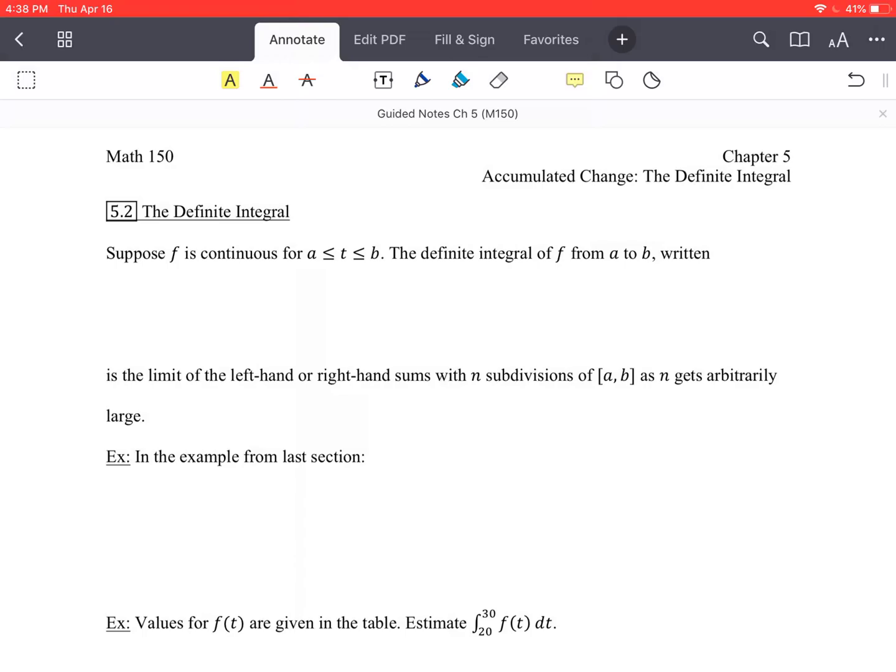All right, on to section 5.2. So we talked previously about the concept of area under a curve, representing accumulated change or total change in a quantity, particularly distance we looked at, or population growth. So here we're going to define the definite integral.